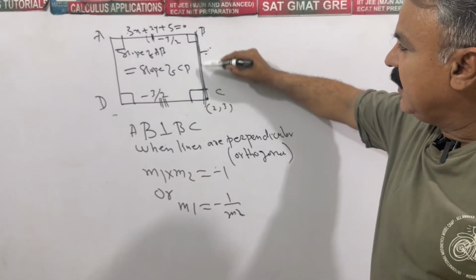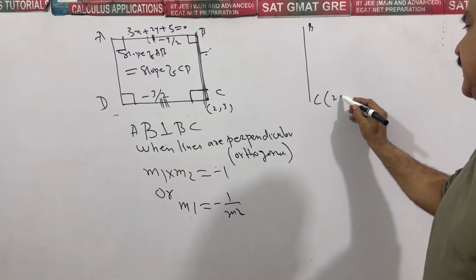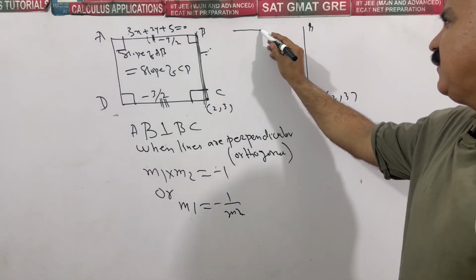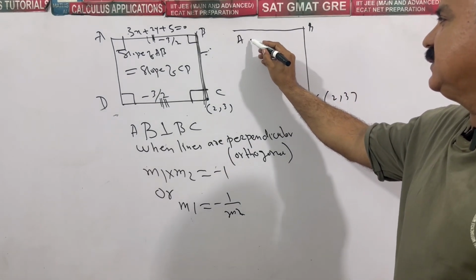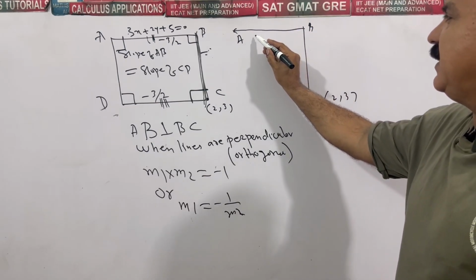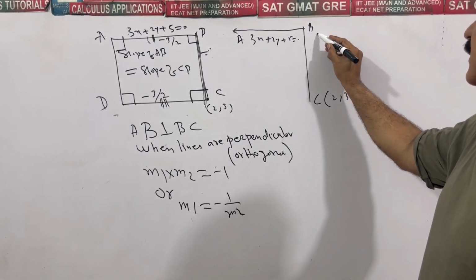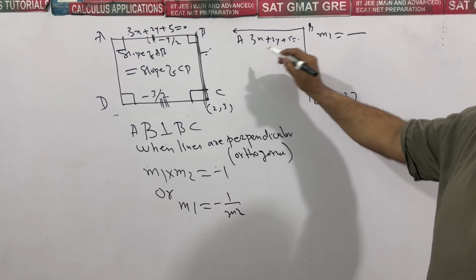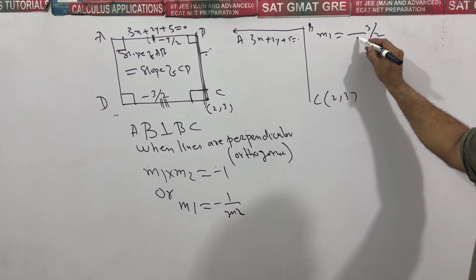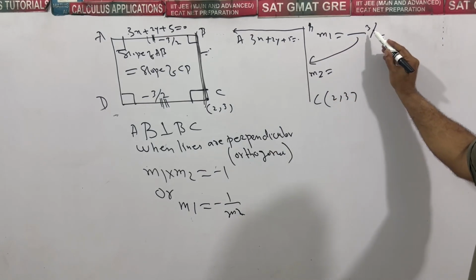Now BC. Look at BC. Still I have a single point C (2, 3). I have to manage its slope. The slope of AB is given to me. AB and BC are perpendicular. The line AB is 3x plus 2y plus 5, so its slope m1 is negative coefficient of x divided by coefficient of y, minus 3 over 2.